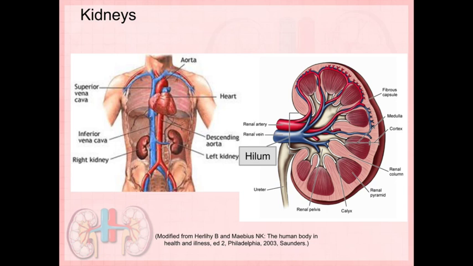The left kidney is higher because it is located under the spleen. The vein is longer because it is further from the vena cava, and is preferred for living donation. The right kidney is lower and underneath the liver and has a longer artery because it's further away from the aorta.